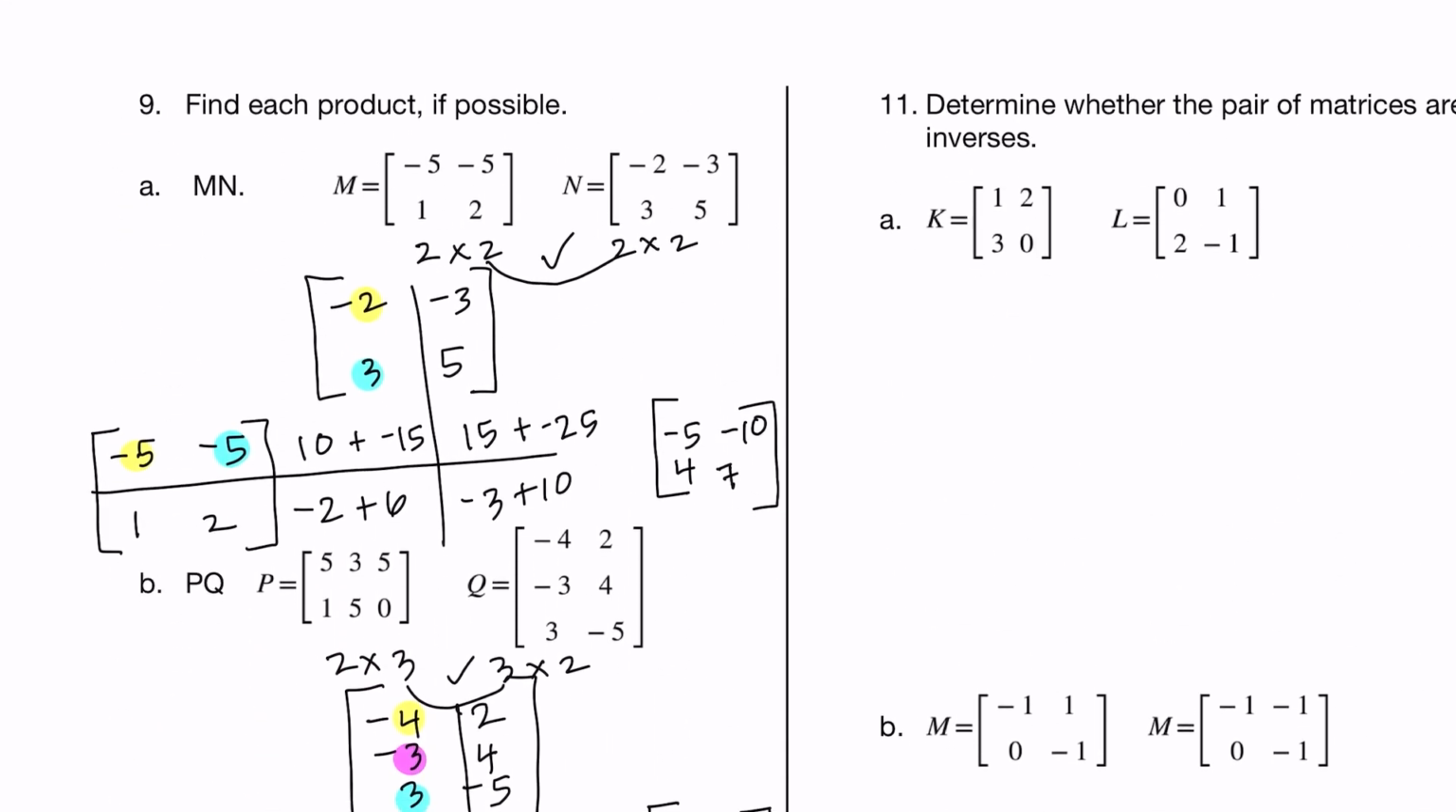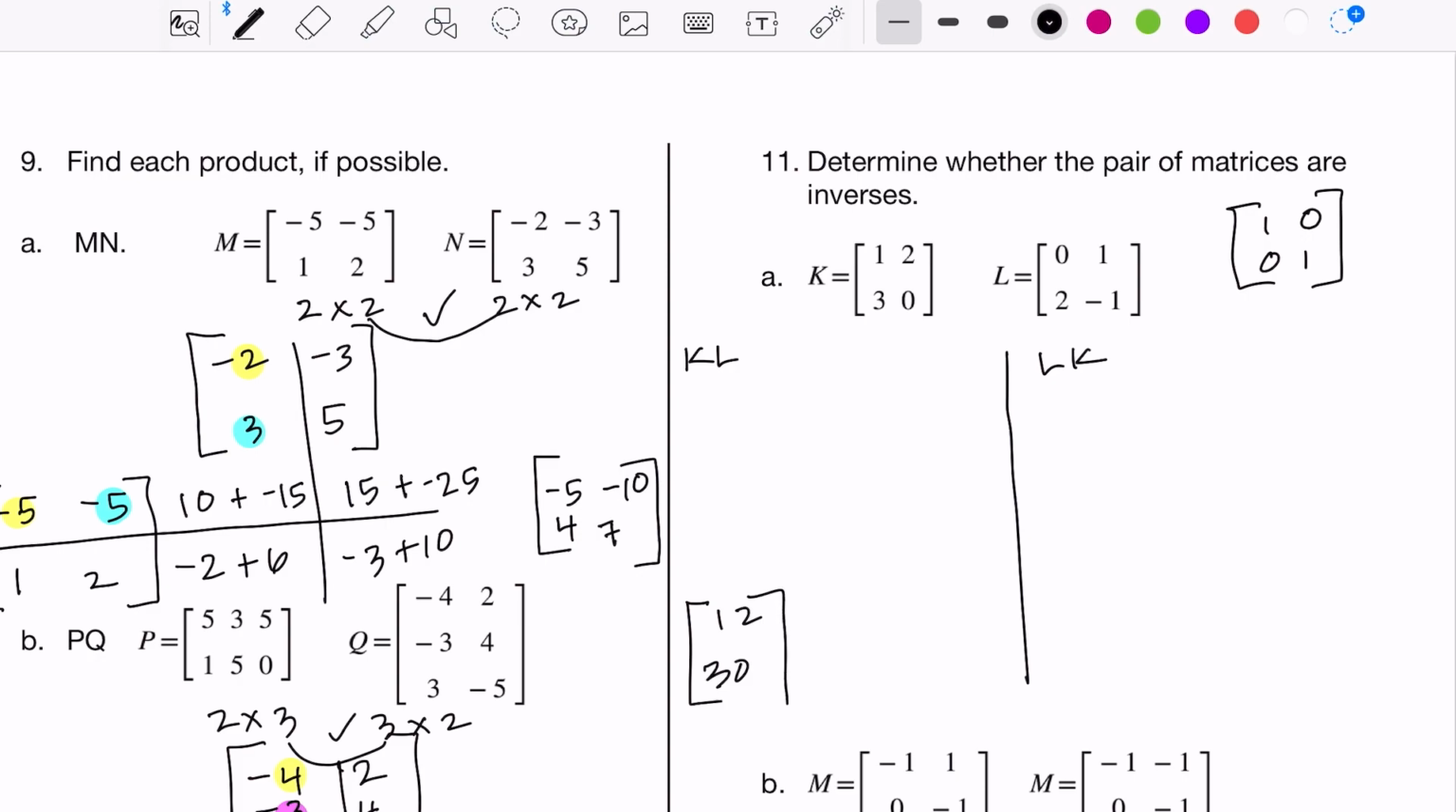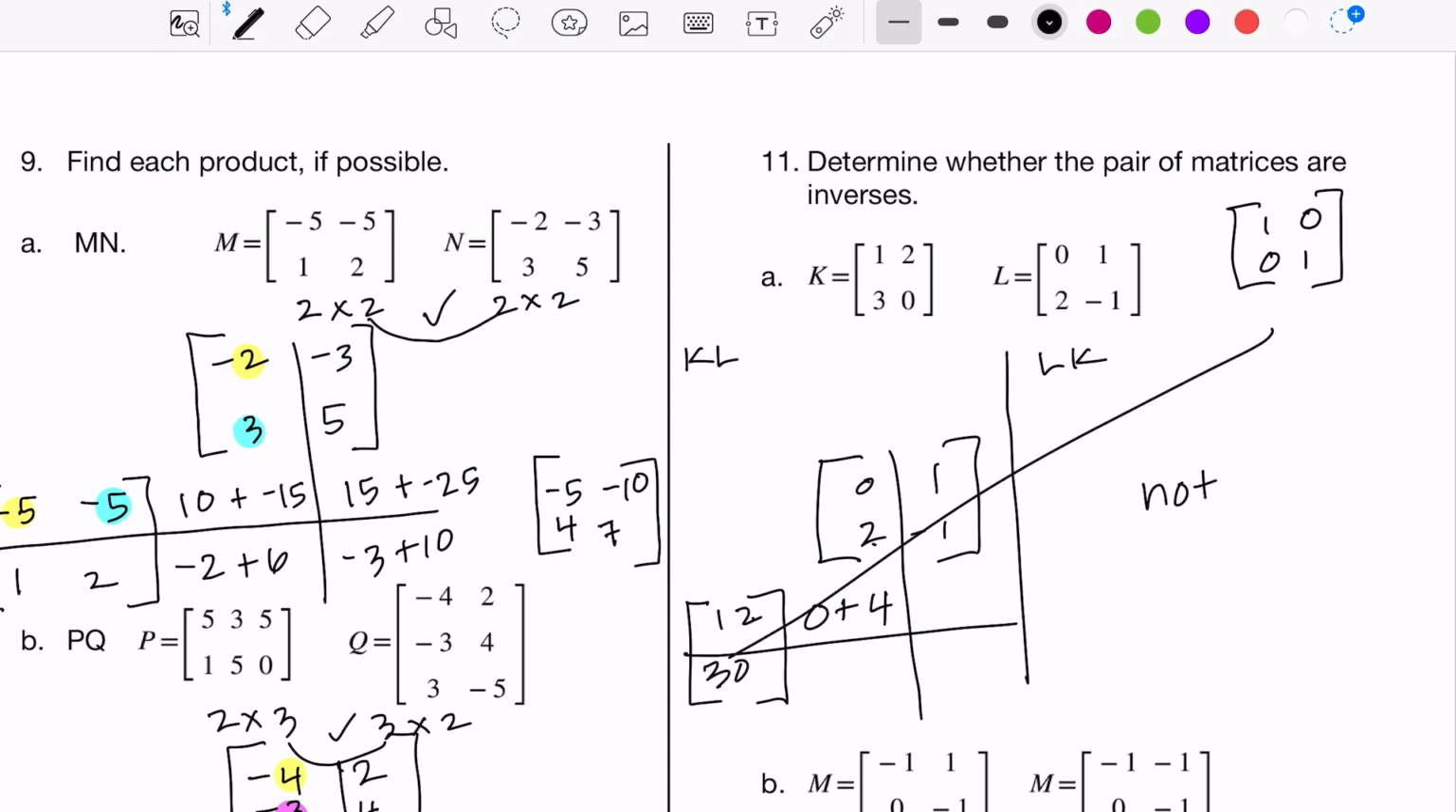Okay, moving on. Determine if they're inverses. To determine if they're inverses, this is the one where we have to do KL and LK. And what we're looking for is this identity matrix. So we're just multiplying them again. 1 times 0 is 0, plus 2 times 2 is 4, which is going to give me 4, and I need 1. So right away, these are not inverses.